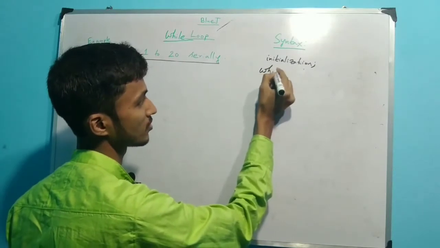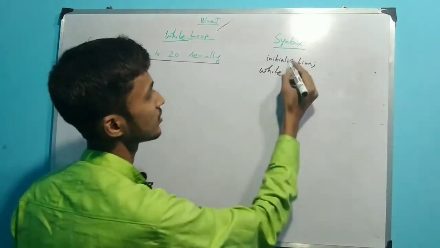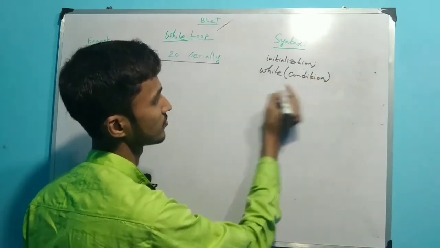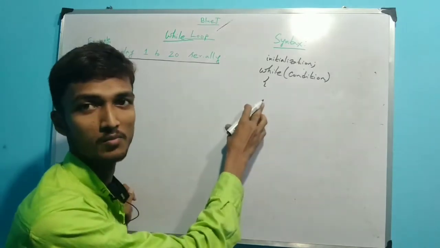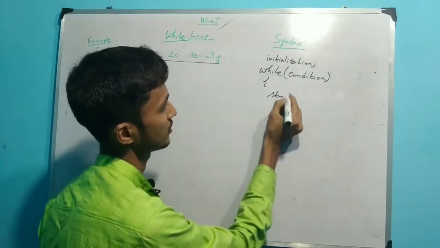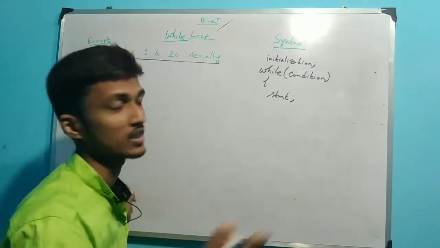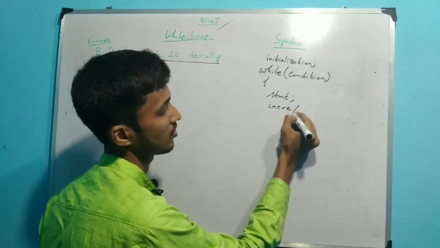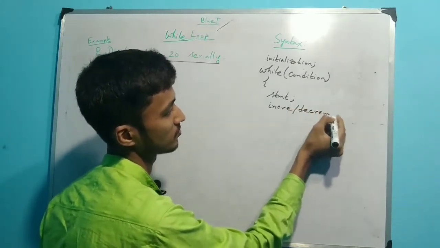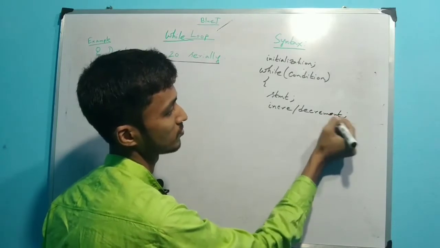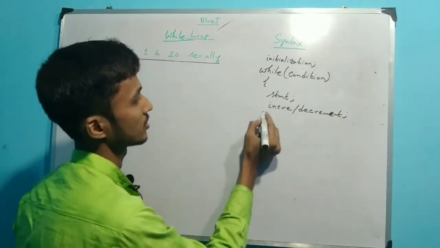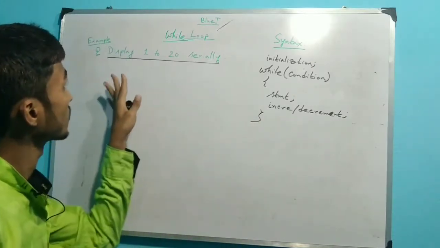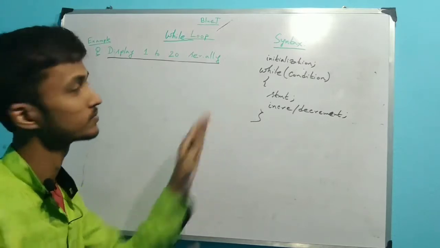Next, second, while condition. Next, block start, second bracket, statement here. Next, increment or decrement. Next, close. So, while loop display 1 to 20.